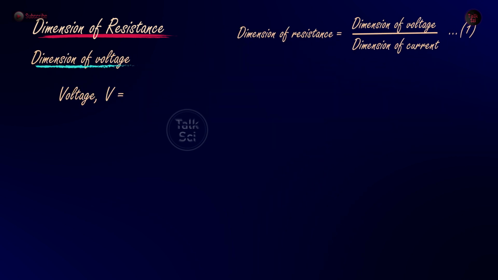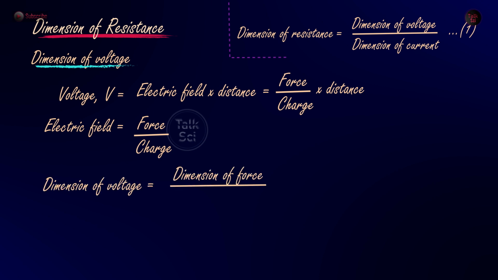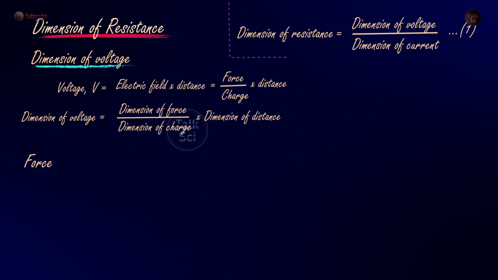Voltage V is equal to electric field into distance, and electric field is equal to force divided by charge. So we can write voltage as V is equal to electric field into distance, that is equal to force divided by charge into distance. To find out the dimension of voltage, we should know the dimension of force, charge and distance. First, you know, force is equal to mass into acceleration.